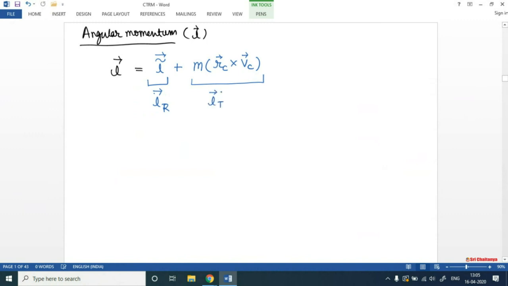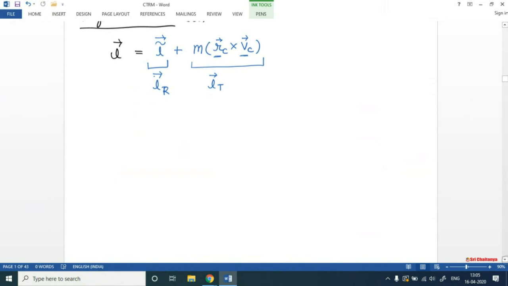So this is related to the motion of the center of mass, because this RC is the position of the center of mass and this VC is the velocity of the center of mass over here. So this RC is the position vector of the center of mass with respect to the origin.